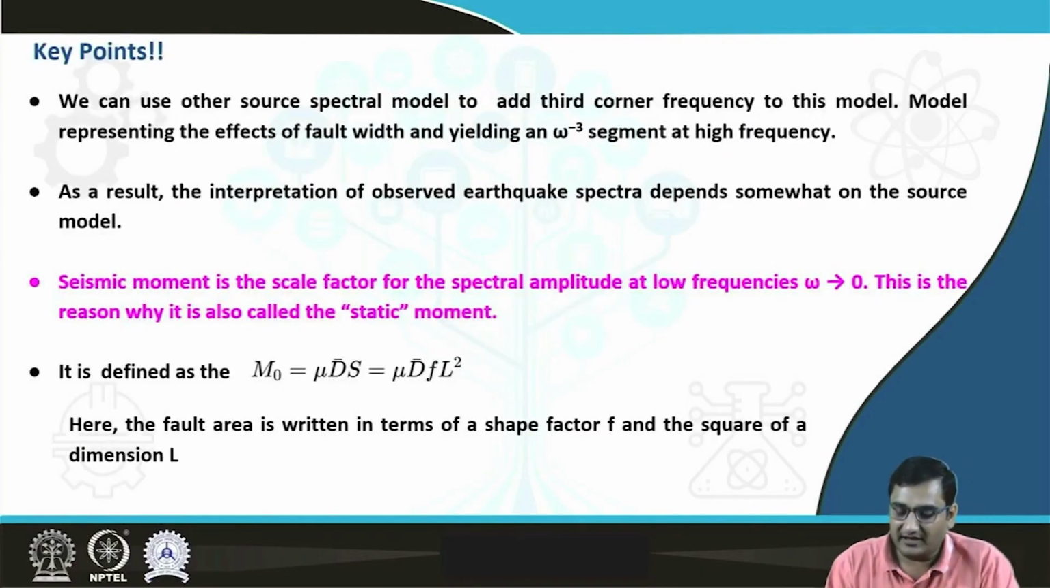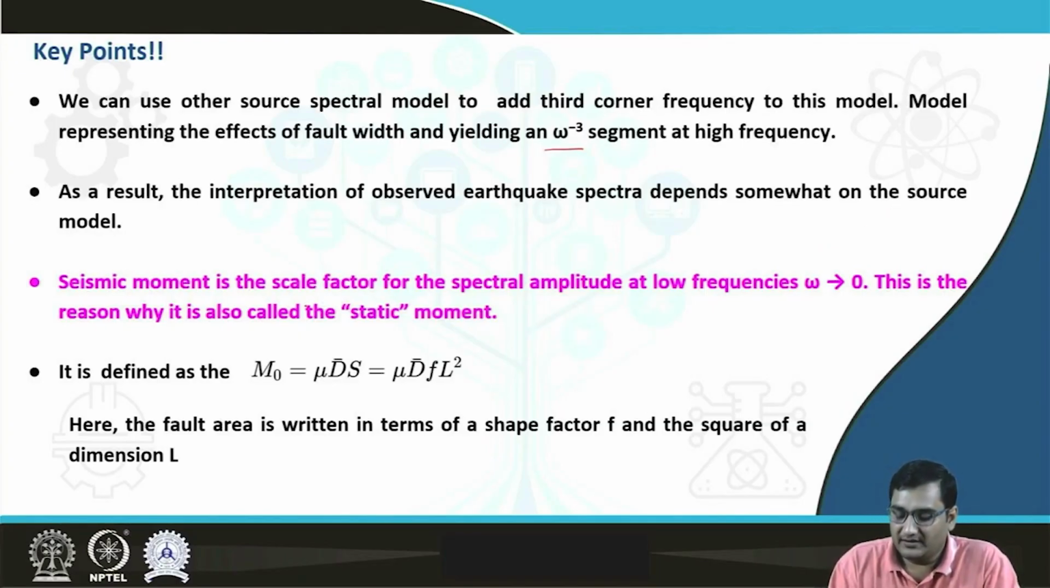So the key points are, we can use other source spectral models to add a third corner frequency to this model, representing the effect of the fault width and yielding an omega to the power minus 1 by omega cube segment at high frequency. So you can even have one more segment of slope 1 by omega cube for more complex models, and that will add the third corner frequencies to the model. As a result, the interpretation of observed earthquake spectra depends somewhat on the source model.